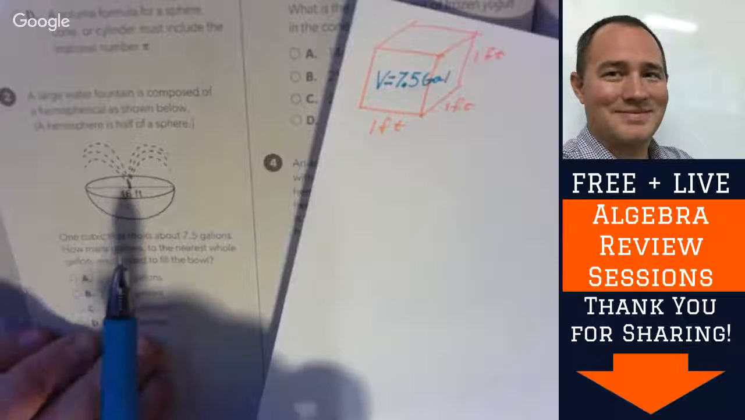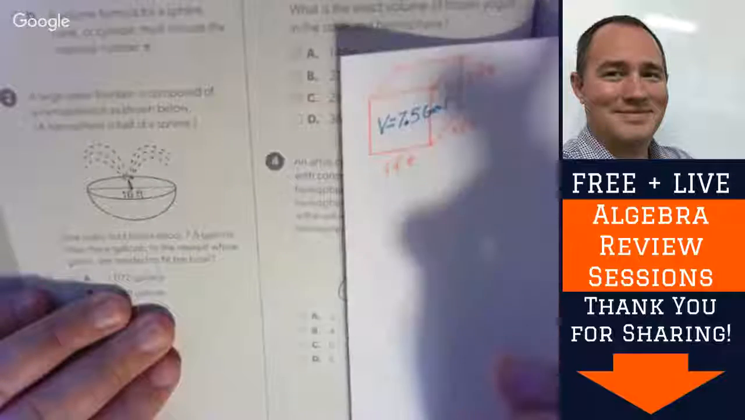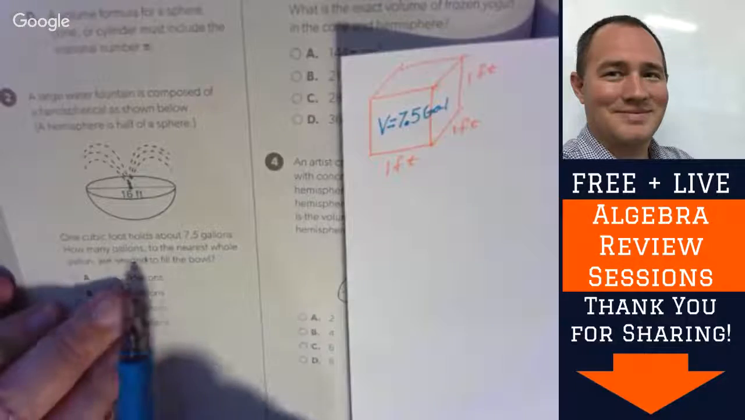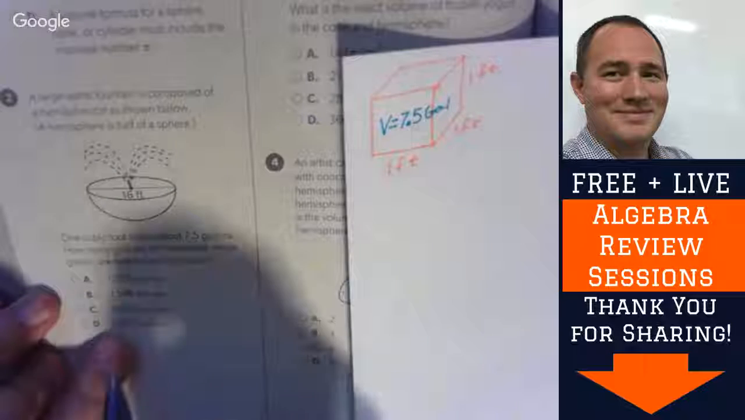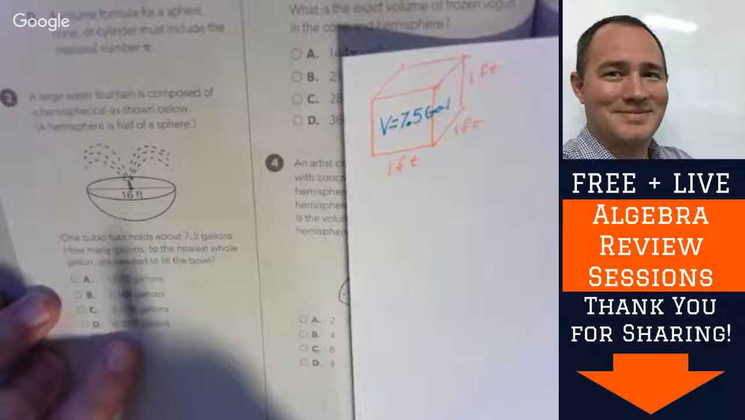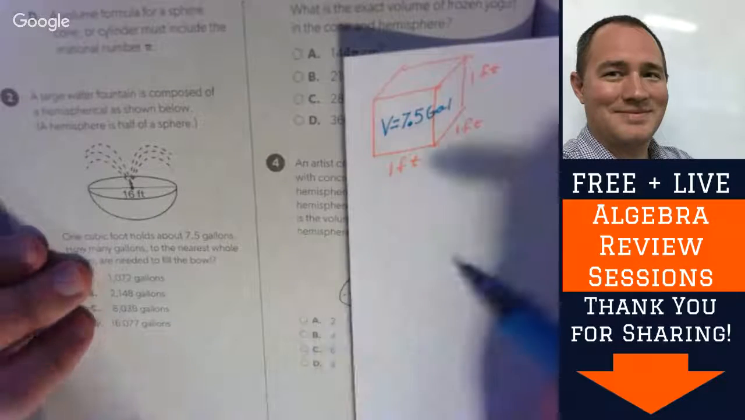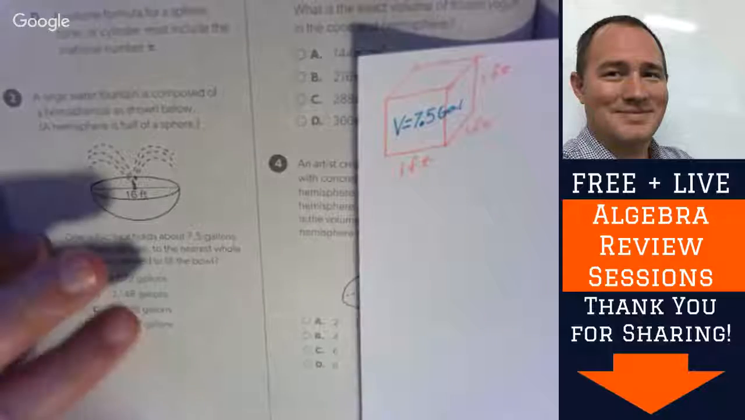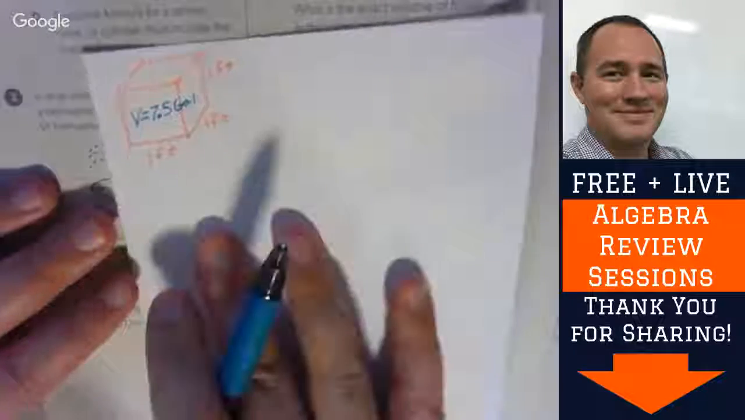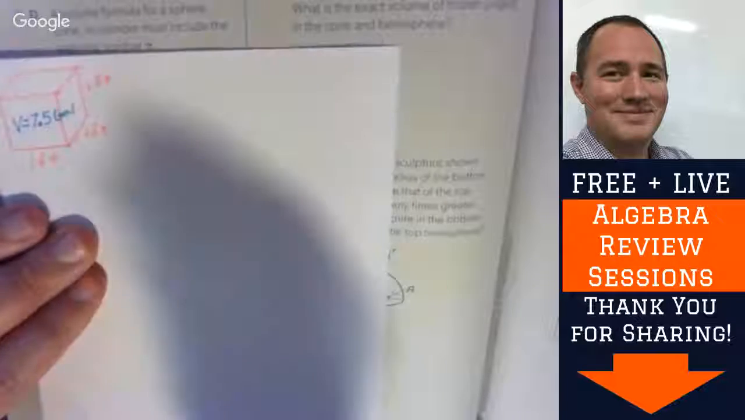So I'd be very interested to see, actually, probably one of these here is going to be the wrong answer. It's probably going to be a trap, because it's going to be the step before doing something with this 7.5. So let's figure out what the volume of this sphere would be.